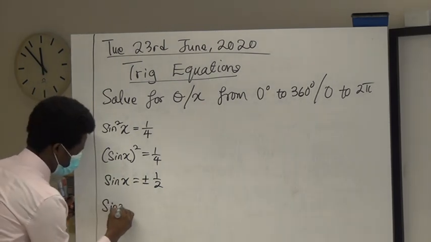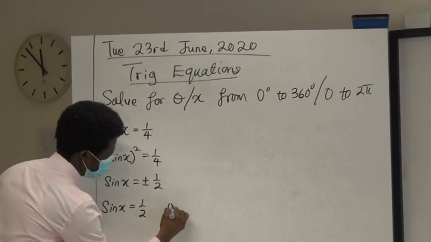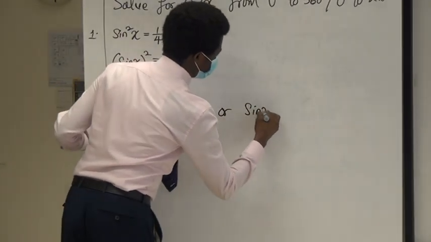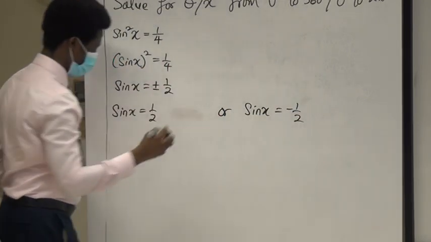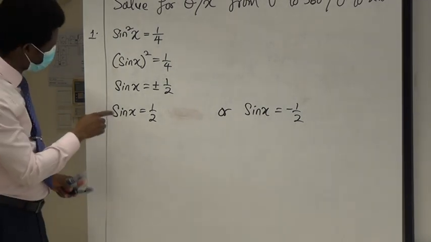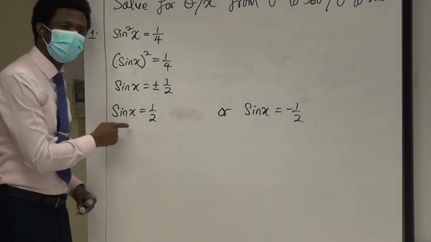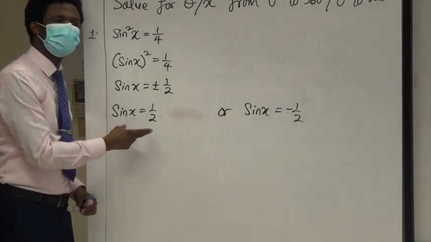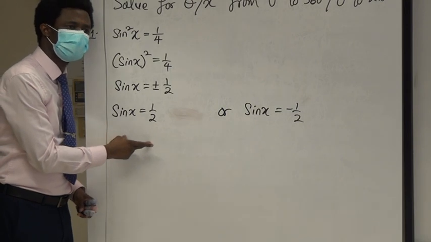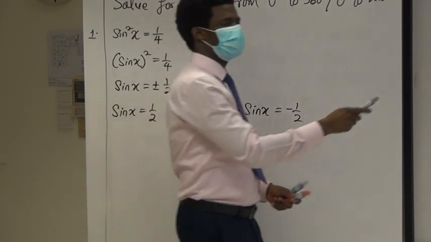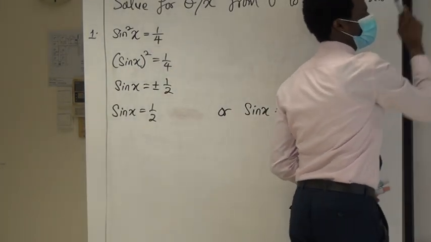So sine x is 1 over 2, or, I need more space, sine x is negative 1 over 2. Can you see? Two different trig equations. So this is how you do it. Please pay attention. Here, you are looking for the angle that gives you a positive value, so you are looking for the region where sine is positive. If sine x is plus 1 over 2, it means x can either be in the first quadrant or the second quadrant. Do you agree?